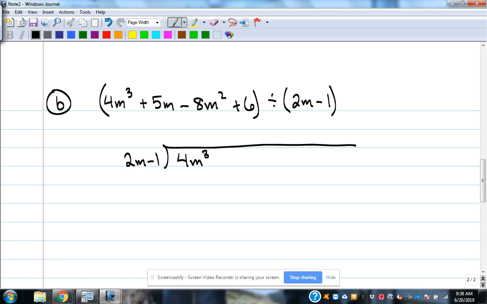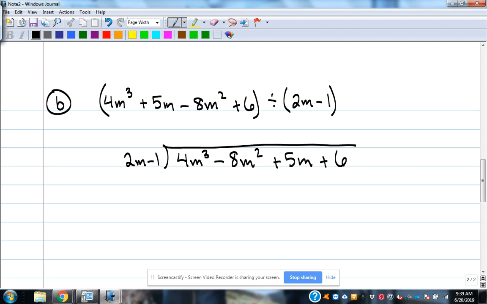4m to the third. The next piece should be what? The 8m squared. And it's a negative 8m squared, so we're going to put a minus 8m squared. And then the plus 5m. So we're just swapping the order of those two pieces so that we get it in descending order. And then the plus 6 is on the end there.